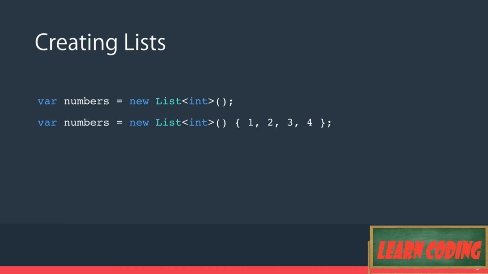If you know ahead of time the objects you would like to store in the list, you can initialize your list using the object initialization syntax as you see here. So you put the objects between curly braces during initialization of your list.